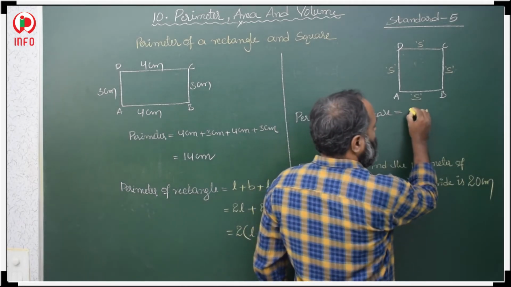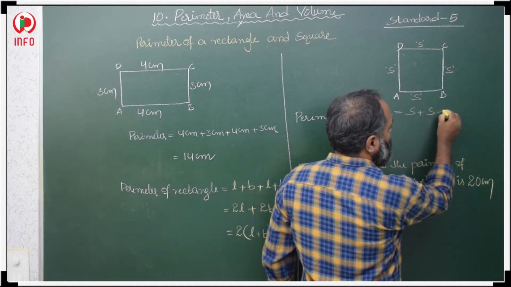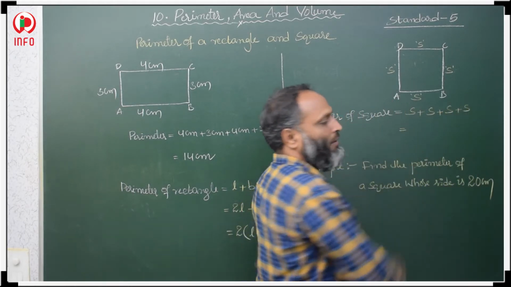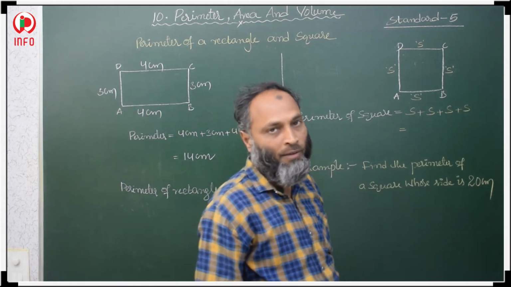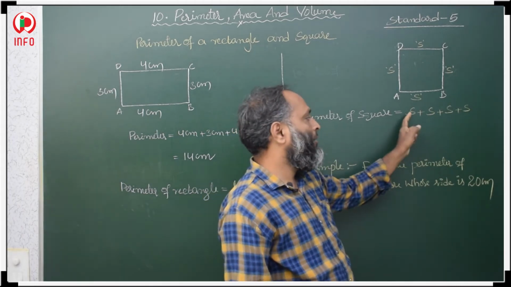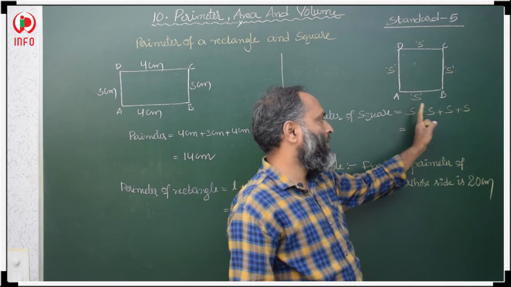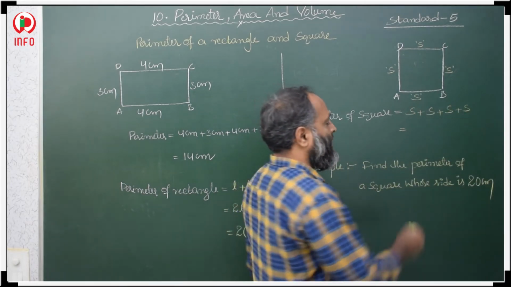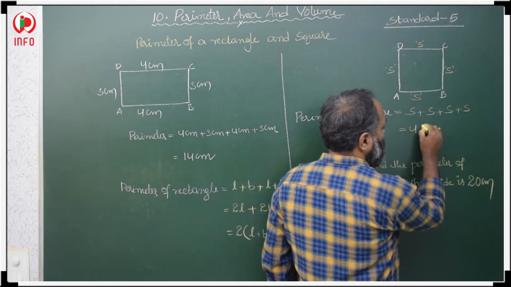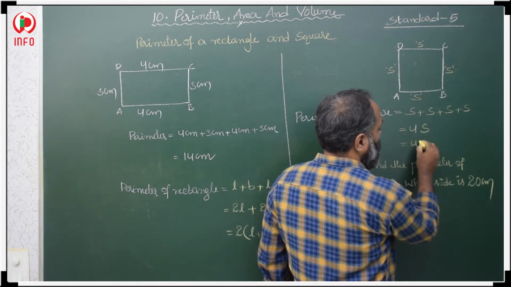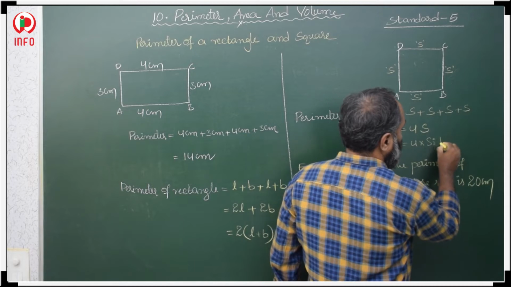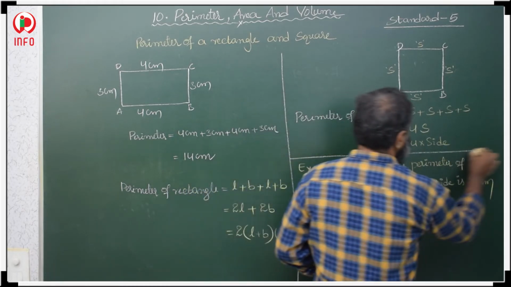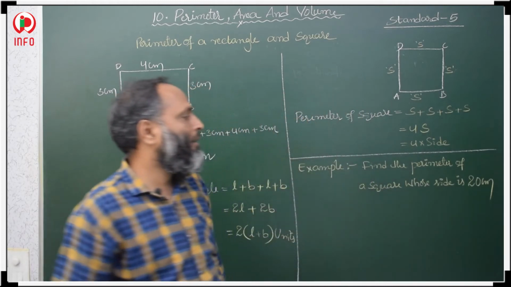So then add S plus S plus S plus S. Total all are equal, so that is why we take 4 times S. 4 times S means S plus S plus S plus S. If we add S 4 times, that is 4 into S, that is 4S. That is 4 into side. If we multiply the side 4 times, then you will get the perimeter of a square.